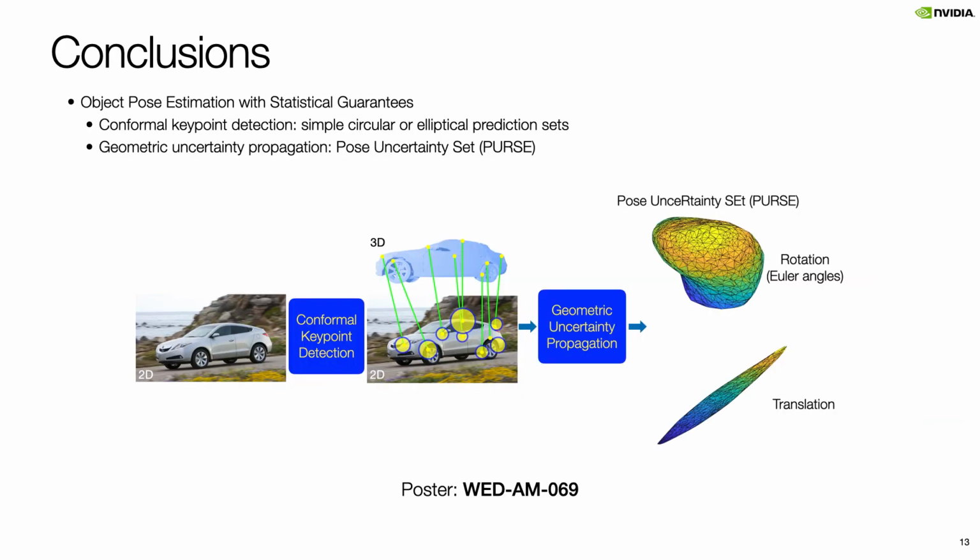To conclude, we've designed the first object pose estimation pipeline with statistical guarantees, where in the first stage we use conformal key point detection to output prediction sets that guarantee statistical coverage of the ground truth key points. Then in the second stage, we use geometric uncertainty propagation to formulate pose uncertainty sets from which we can sample and also compute worst-case error bounds.